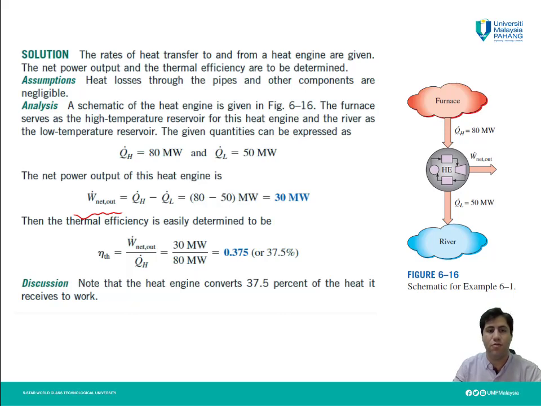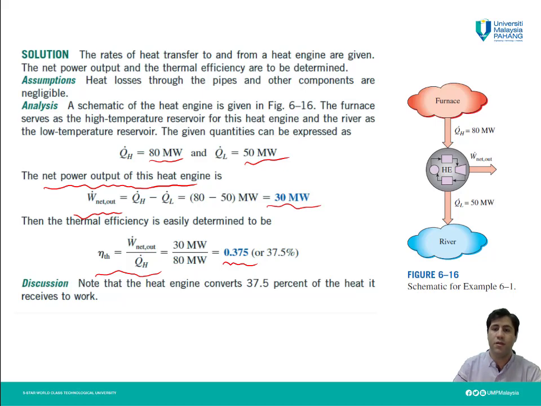So Q dot H minus Q dot L, where Q dot H is 80 megawatt and Q dot L is 50 megawatt. Simply we can calculate the W net out, the net power output of this heat engine, as 30 megawatt. To calculate thermal efficiency, simply we can use this equation as I introduced. W net out is the useful power which we can get from the heat engine divided by the thermal energy rate given to the heat engine. 30 megawatt divided by 80 megawatt will be 0.375, or multiplied by 100 equal to 37.5%.